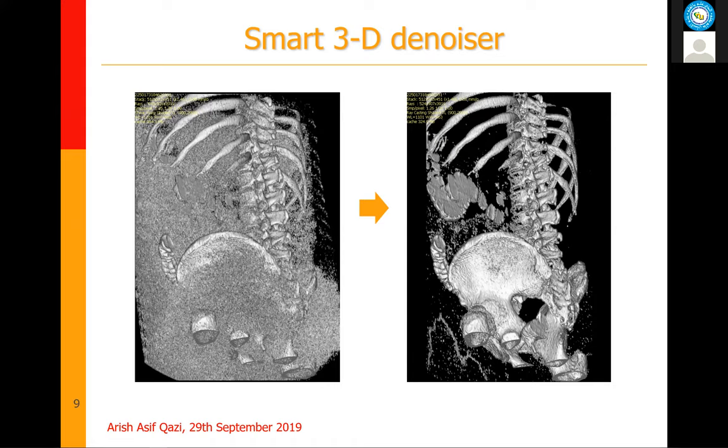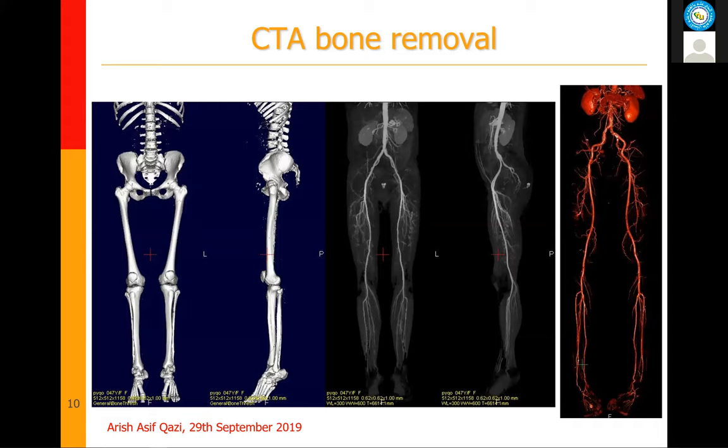Another example for CTA bone removal. So CTA is computed tomography angiography. It's actually a CT technique that's used to visualize arteries throughout the body. What happens is that a contrast agent is injected into the blood vessels, and the idea is to look for blockages. Now, in these scans, these arteries are obscured by the bone. So the idea is to develop a method which can actually remove the bone such that these arteries can be visualized. And this technique was developed here. You can see the result over here.